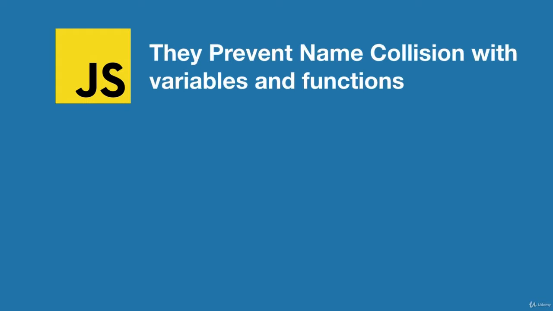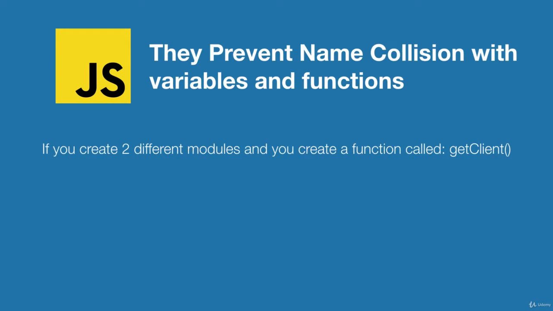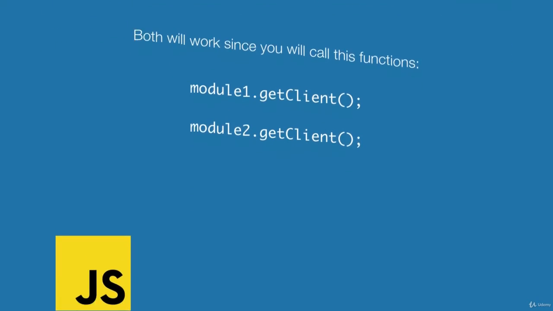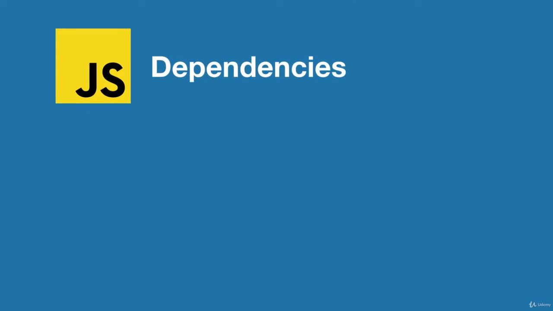And also we're going to check something called the dependencies. So first we're going to see how they prevent name collision with variables and functions. So let's say that you create two different modules and you create a function that is called getClient. In this case, both functions will work because you are going to execute this as module1.getClient and also module2.getClient, and they are going to be different functions.